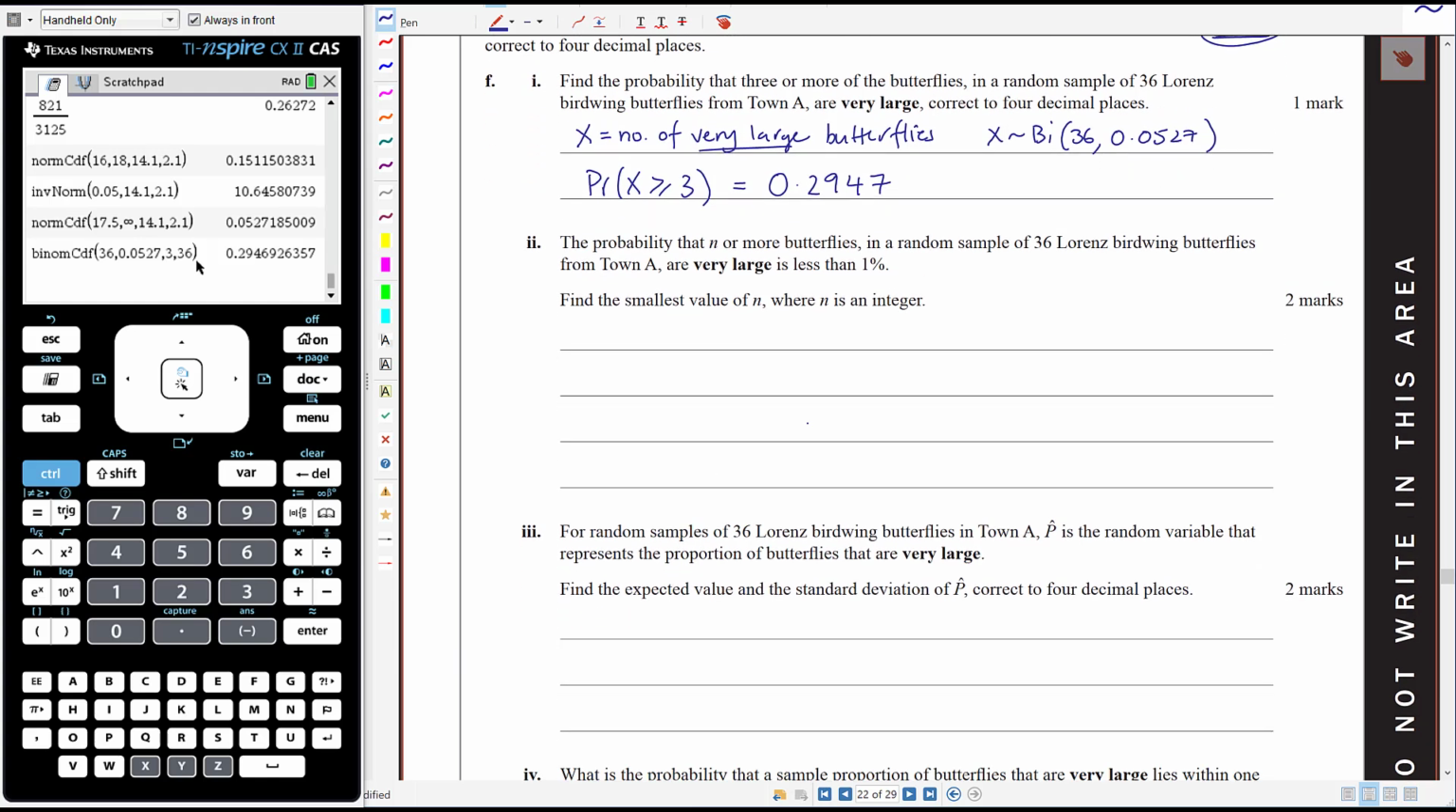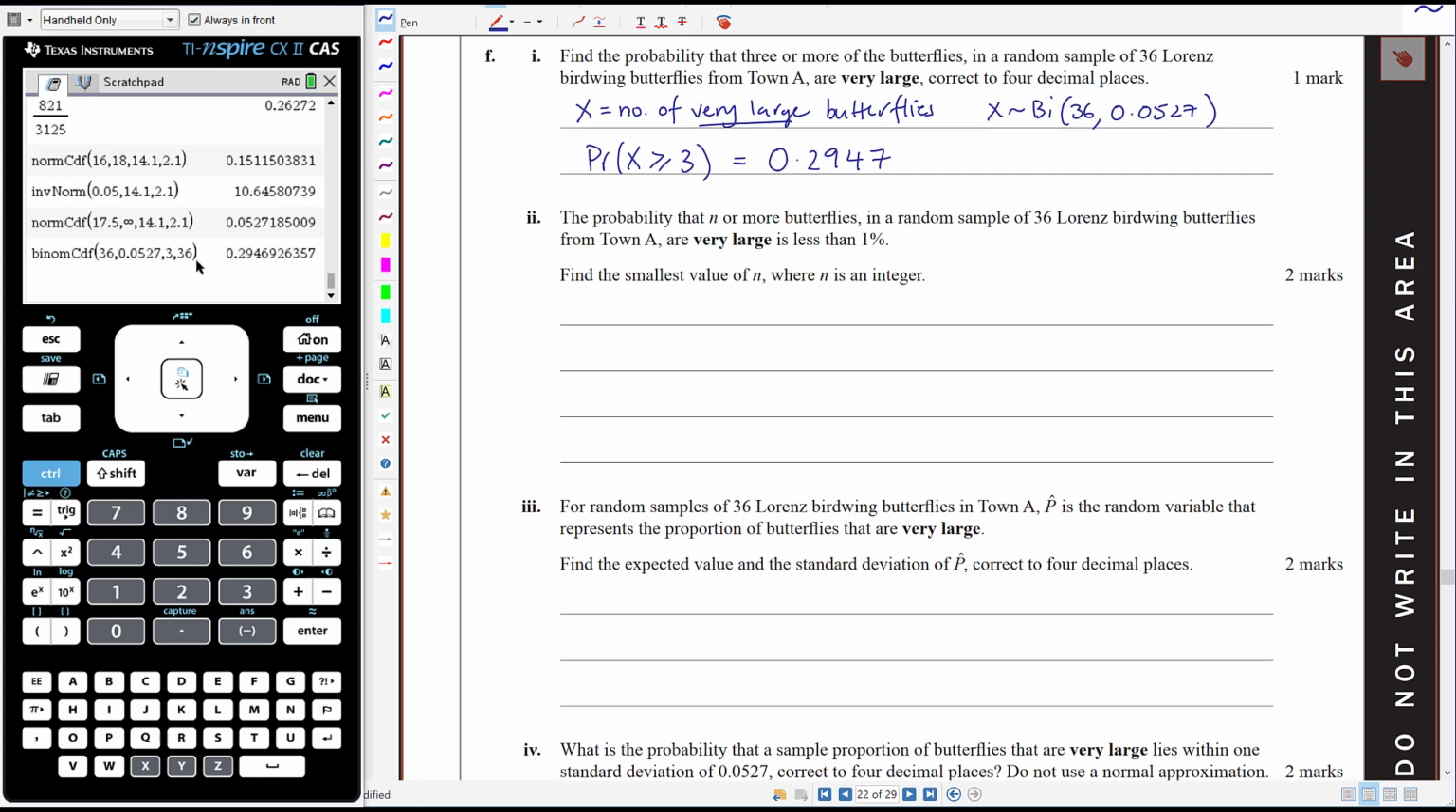Okay, part 2. The probability that n or more butterflies in a random sample of 36 butterflies from town A are very large is less than 1%. Find the smallest value of n where n is an integer. Okay, so this time you know the probability that X is bigger than or equal to n is less than 1%. I don't like that they called this n because it's not n in the binomial distribution. You still know that n is 36 in terms of the binomial distribution.